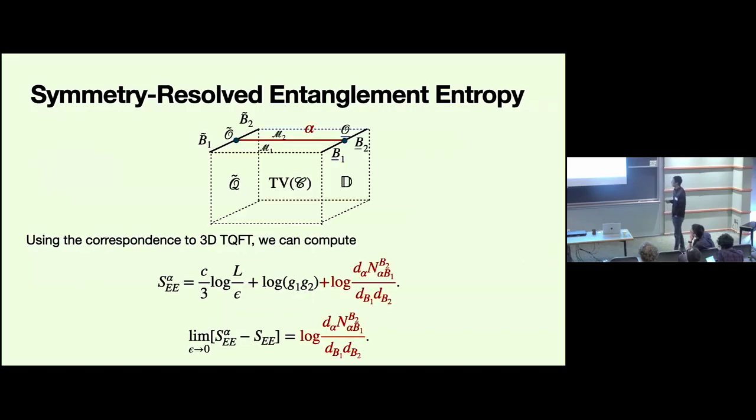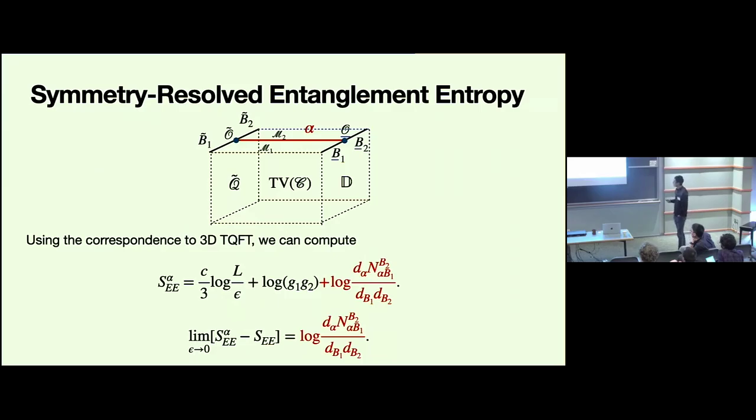And let me show you the results, skipping all the derivation. So if we compute the symmetry resolved entanglement entropy for some fixed representation alpha, this is what you get. Up to leading order, it is the same as the ordinary entanglement entropy. So you get this logarithmic divergence determined by the central charge, and you still get the g functions for the conformal boundary conditions. But at the same order as these g functions, you get this additional contribution, which depends on the representation alpha.